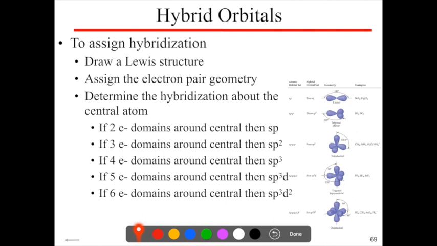So, as long as you know what the electron pair geometry is, then if it's linear, it's sp. Trigonal planar, sp2. Tetrahedral, sp3. Trigonal bipyramidal, sp3d. And octahedral, sp3d2. Very simple in terms of as long as you know what the electron pair geometry is, you can then identify which hybridization it is.